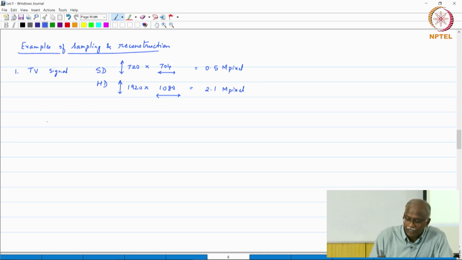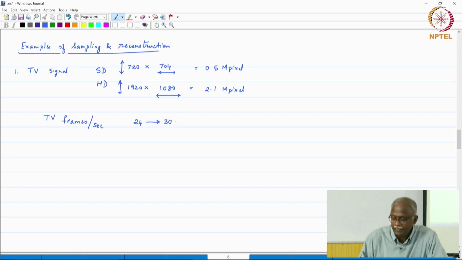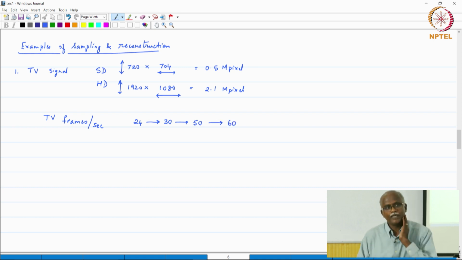After that, TV frames, it's usually referred to in terms of frames per second, typically frames per second. We've started off with 24, then eventually talk about 30, then 50, then 60. Okay, so 60 frames per second is probably the highest that we encounter today.